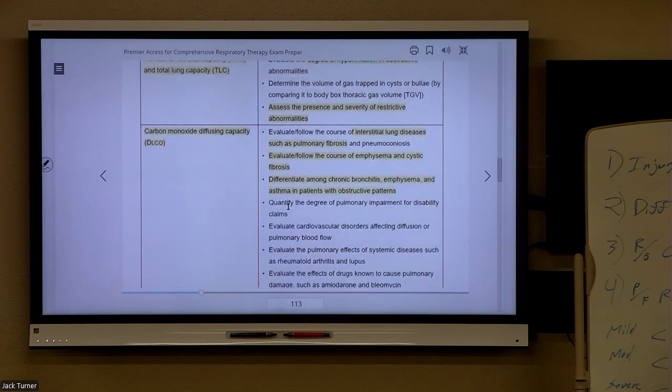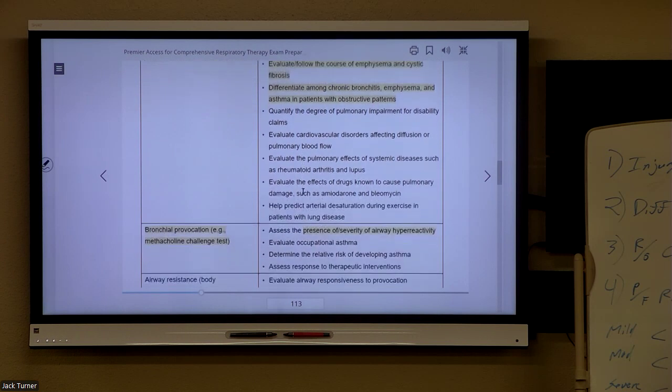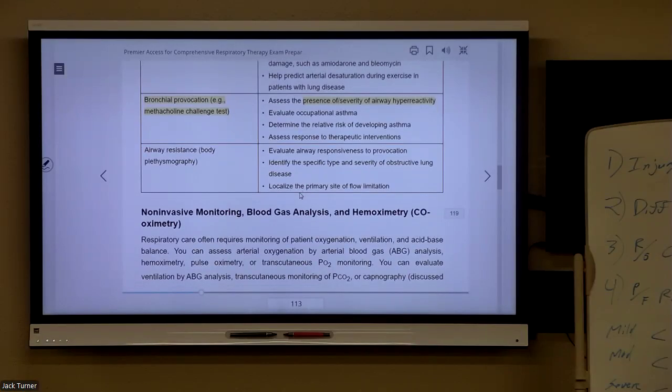Everybody feel pretty good about that? Everybody feel good about PFT stuff? Other than reading them? If you need help reading them, make sure that you come and see one of us. All of us can kind of help you out enough to the point in which you need to know to pass your boards, okay?